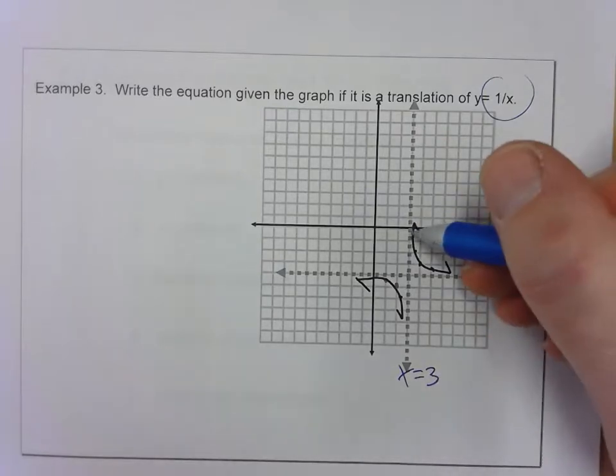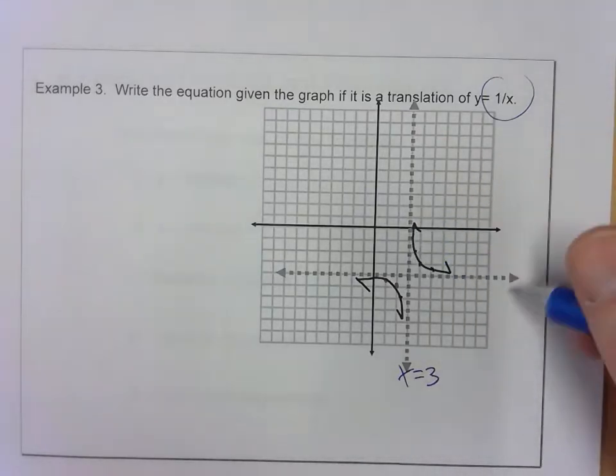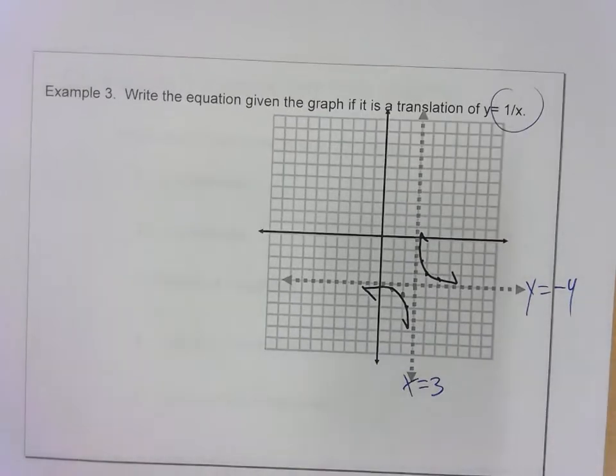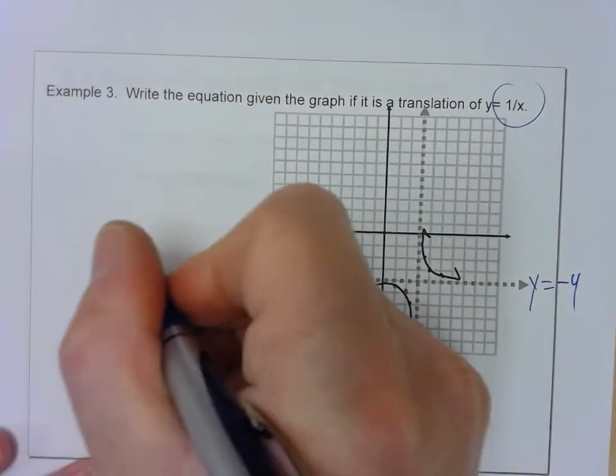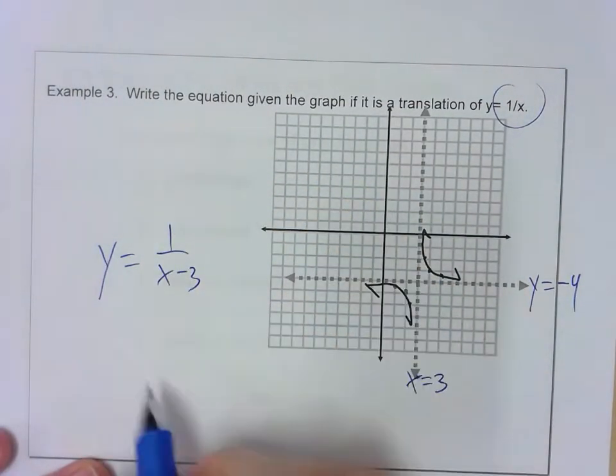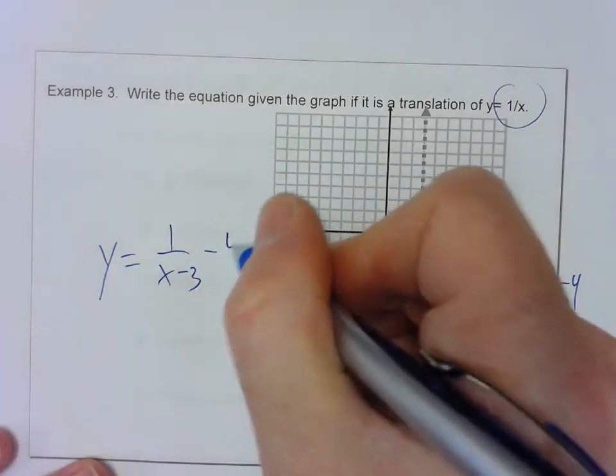And then this is down 1, 2, 3, 4. So y is equal to -4. So it's 3 to the right. So it's y equals 1 over x minus 3, and then minus 4. That moves it 3 to the right, and then down 4.